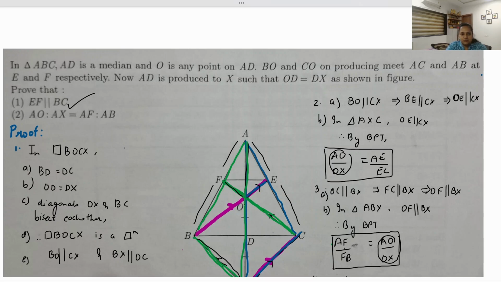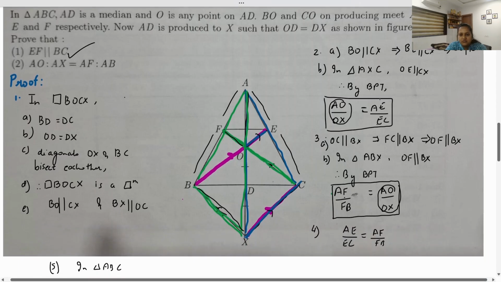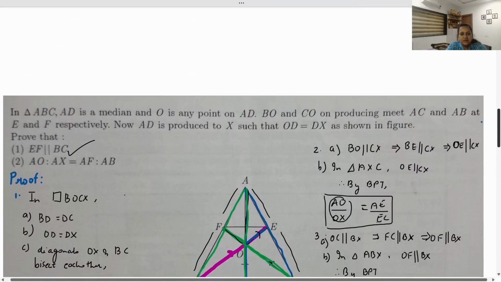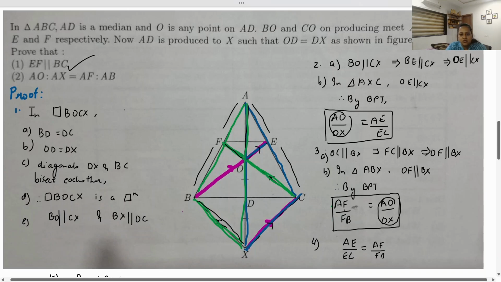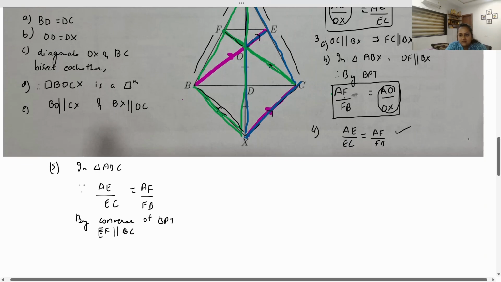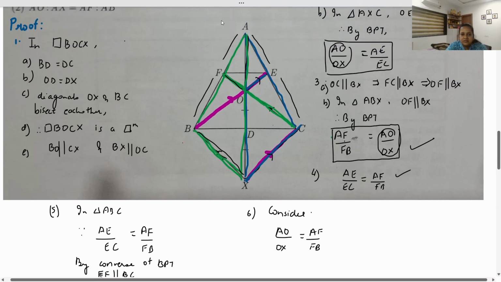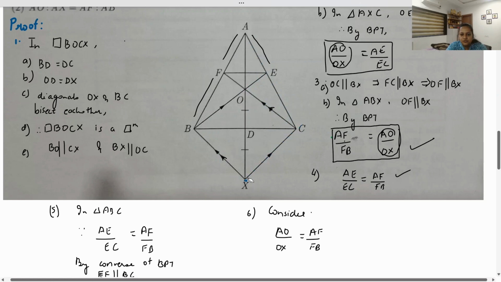Done. Now we want AO and AX. And I think we've got it over here. AO upon OX we have, right? And if you remember the previous videos, the question says we want a relation between AO, AF, this side. So that means we want a relation from here. So I'm going to consider this equation from here, sorry. We are going to write here, consider AO upon OX is equals to AF upon FB, right? Let me just erase the previous marking so that it becomes a little clear for you.